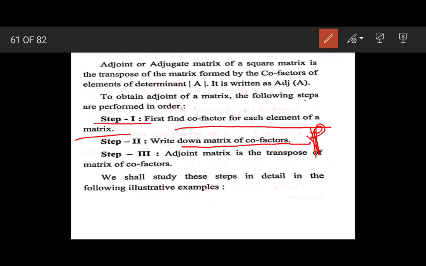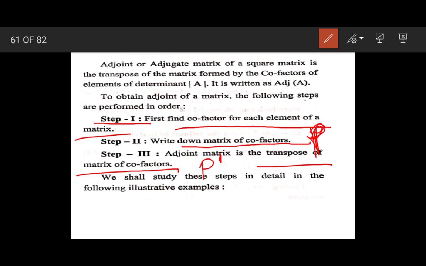So in the second step, we have to write the matrix P. Matrix P is a matrix of cofactors. In the third step, we have to find the adjoint matrix, which is the transpose of the cofactor matrix. So in the third step, we are simply finding the transpose of P. Okay, so class, 3 steps.